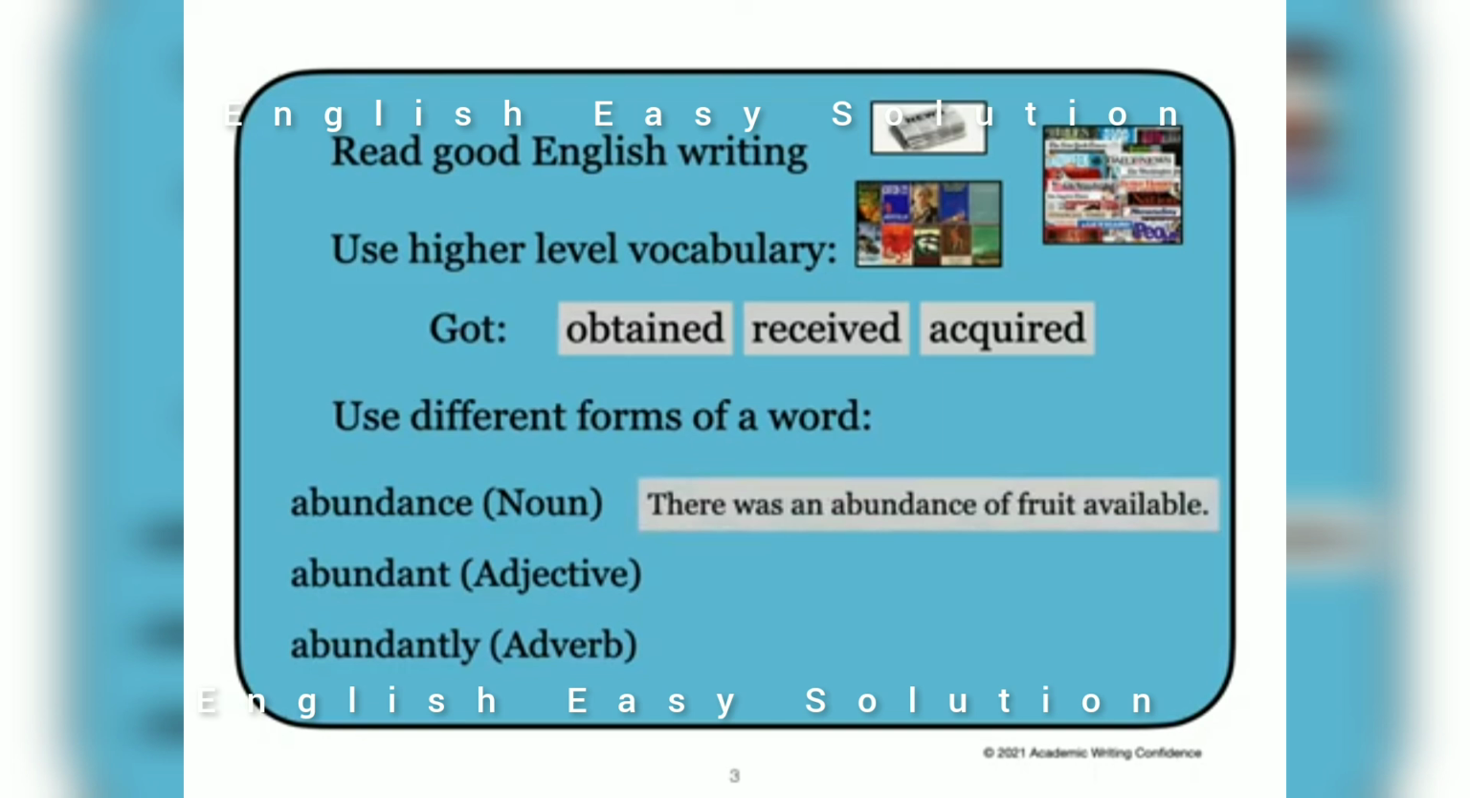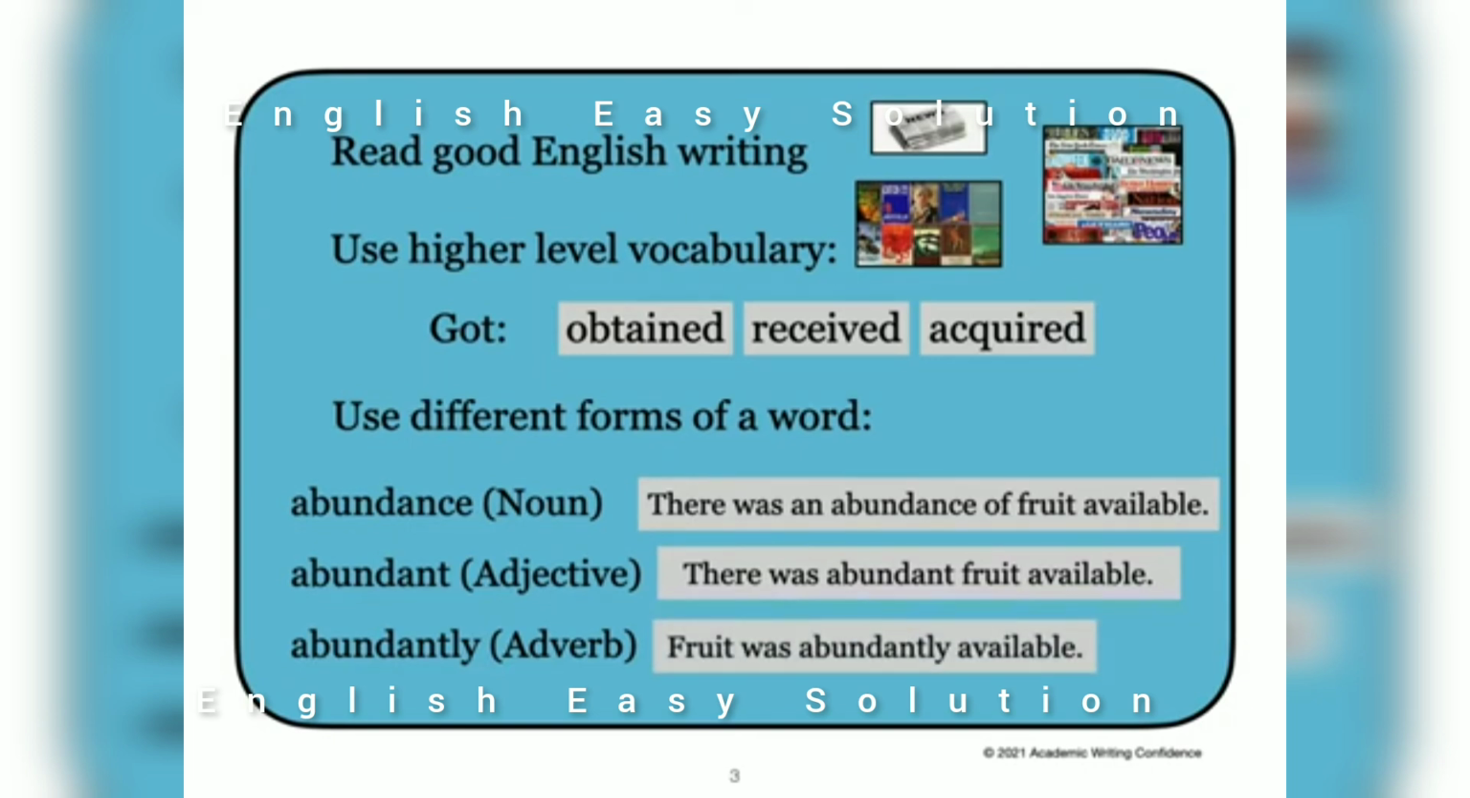There was an abundance of fruit available. Now, this is how you would use the noun form in a sentence. There was abundant fruit available. Here you're telling or describing how much of the fruit there is. Fruit was abundantly available. Now, here it's used as an adverb to explain how available they were. Using all of these different ways in your writing will help to improve your vocabulary.